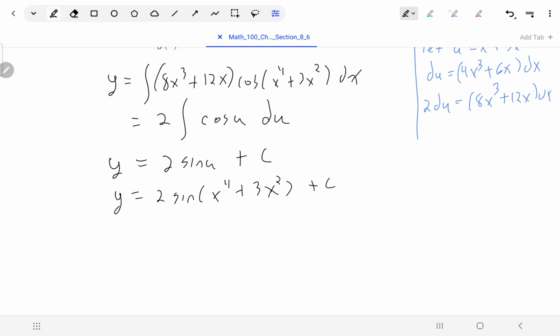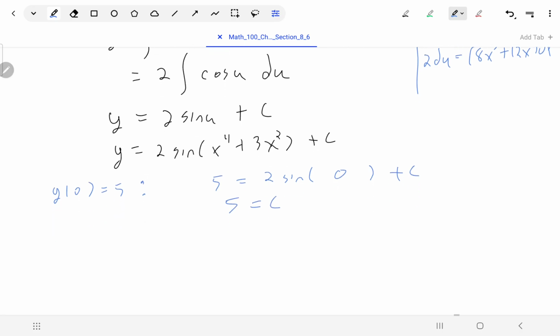And now I'm going to use my initial condition. We are told that y of 0 equals 5. So we'll have 5 as our y value when I put in 0 for x. When I put in 0 for x, 0 to the 4 plus 3 times 0 squared is 0. Sine of 0 is 0, 2 times 0 is 0, so I'd have 5 equals 0 plus c, or just 5 equals c. And so now that I've solved my initial condition, I can say that my solution for that differential equation is 2 times sine of x to the 4 plus 3x squared, plus 5.